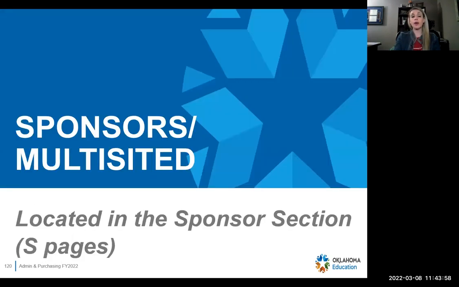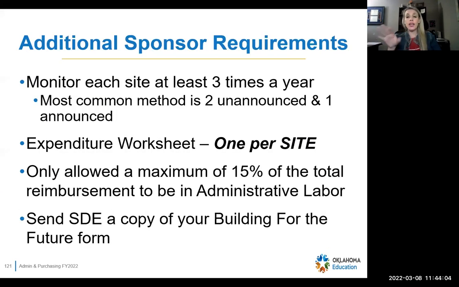And then quickly, we're going to talk about multi-sided. Multi-sided is if you have multiple sites, multiple eating sites. Make sure that you're monitoring them at least 3 times per year. The most common method is the 2 unannounced and 1 announced. And again, I do a multi-sided training. We go more in depth on everything. It's another hour-and-a-half training, and it will be on the same day, March 24th at 1 p.m.